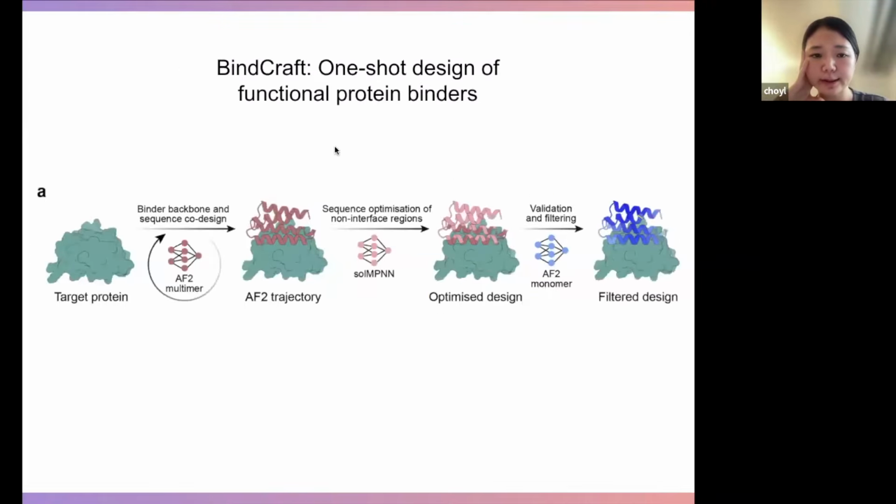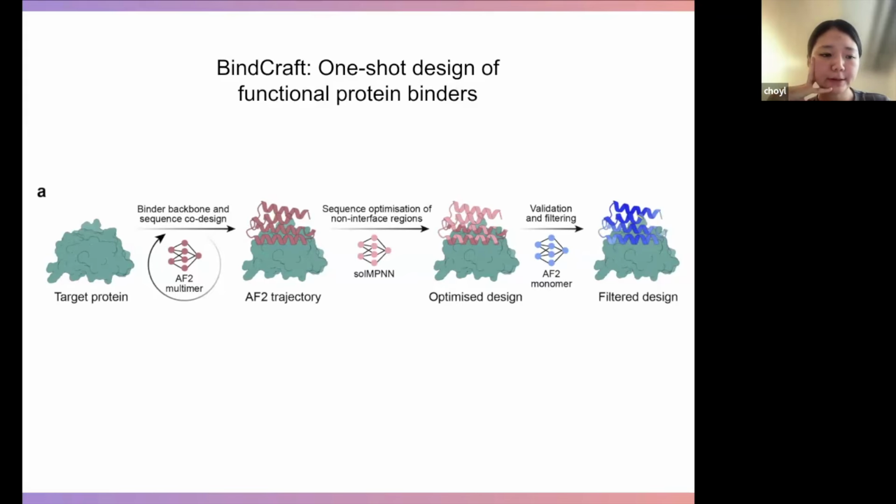The first model that used this whole AlphaFold 2 based hallucination pipeline is BindCraft. BindCraft is a one-shot design of functional protein binders, and it works really well for many easy but also very hard targets. The experimental success rate of this pipeline is really high, so a lot of people love it. They also filter out the designs based not only on the deep learning based method but also on the Rosetta physics based method.